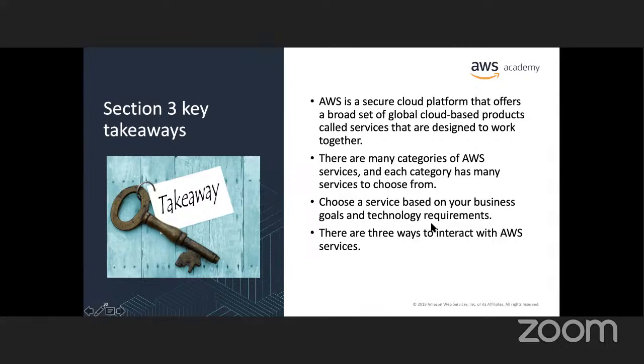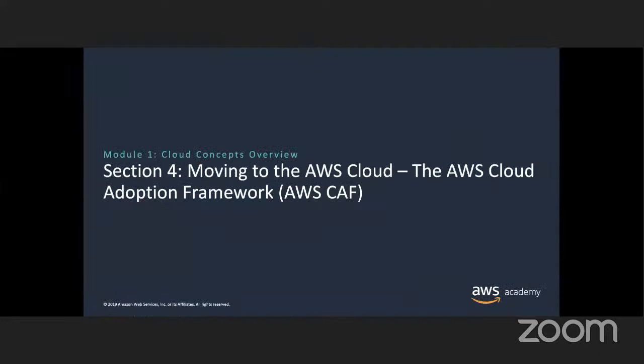And there are 3 ways to interact with AWS. What are the 3 ways, guys, to interact with the AWS services? Command line, console, and SDK. So management console, CLI, and the SDKs. Very important.